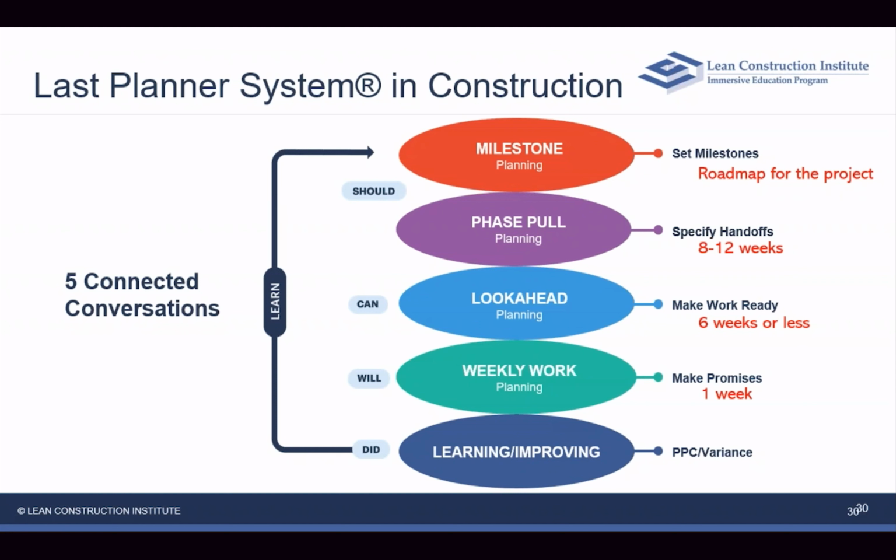And then we have conversations that talk about "I did this." That's where we do the learning and improving. This is our opportunity to look at metrics, to talk about what just happened, learn from it and improve. These 5 connected conversations are the core foundational roadmap for the Last Planner system in construction, which is a system for us to plan our work, manage our work, improve our work, and replan our work.